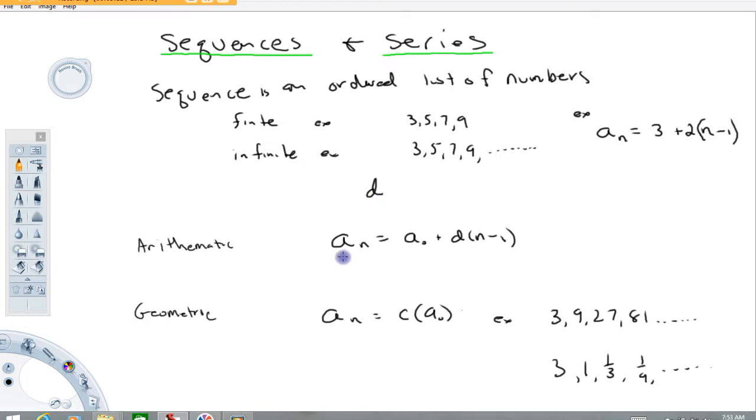And therefore, for the arithmetic sequence, the nth term of the sequence can be calculated using this formula here, where a sub 0 is just some number. In this example, that value was 3.